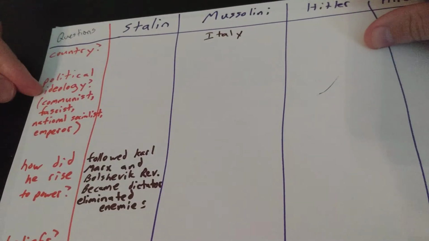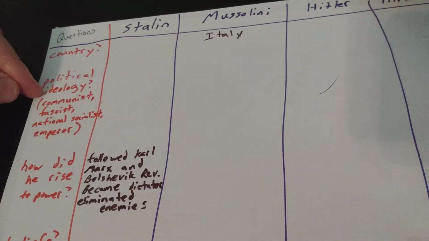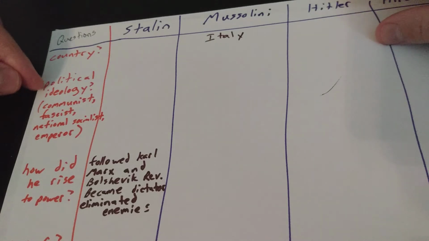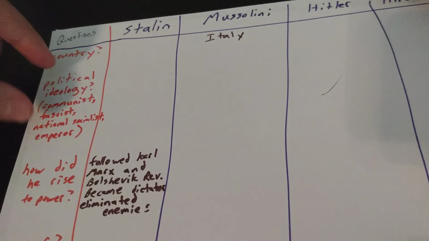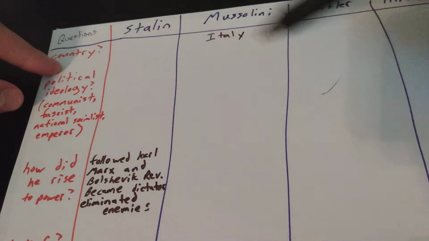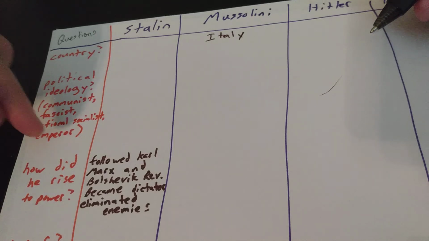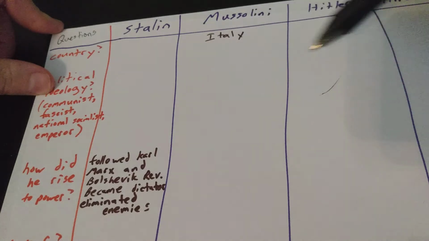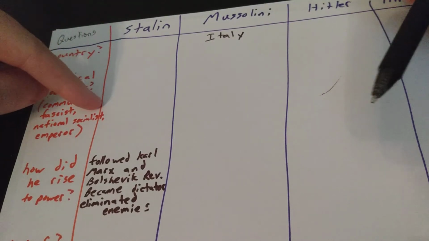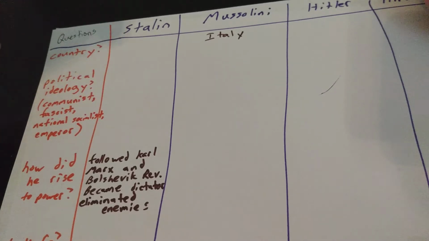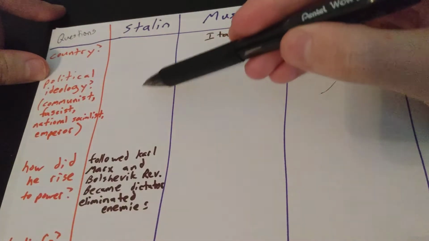And then the next question, you're going to answer this next question for each of these four guys. Political ideology is, so all I'm looking for in this question is, is this person a communist, a fascist, a national socialist, or an emperor? There's only going to be a one-word answer for each of these four guys. So if you look at Stalin, if you read the book and if you watch the teaching videos, is Stalin a communist, fascist, national socialist, or an emperor? Whichever one he is, you're just going to write in this space.